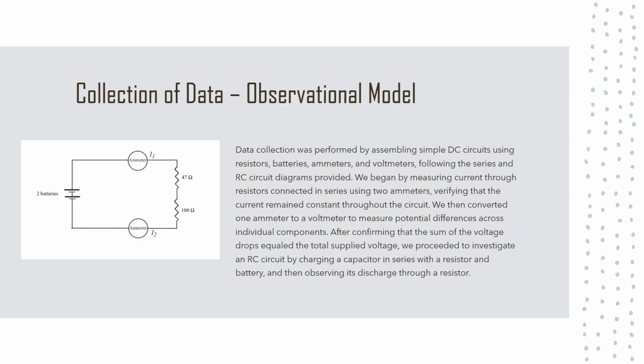The experiment was performed by assembling simple DC circuits using resistors, batteries, ammeters, and voltmeters. Following the series and RC circuit diagrams provided, we began measuring current through resistors connected in series using two ammeters, verifying that the current remains constant throughout the circuit. We then converted one ammeter to a voltmeter to measure potential differences across the individual components.